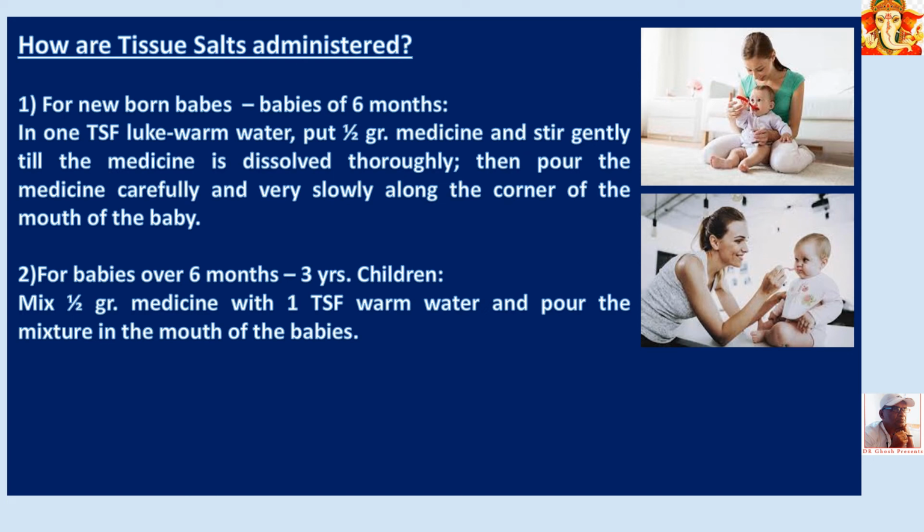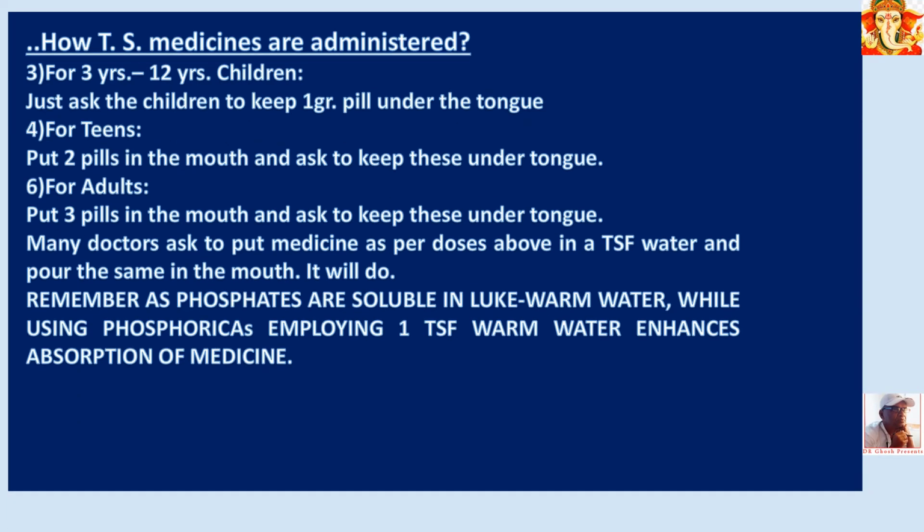For babies over 6 months up to 3 years, mix half a grain of medicine with 1 teaspoonful of warm water and pour the mixture in the mouth of the baby. How are tissue salt medicines administered for children of 3 to 12 years? Just ask the children to keep 1 grain pill under the tongue. Nothing more. It will automatically dissolve with the saliva and be absorbed in the system.